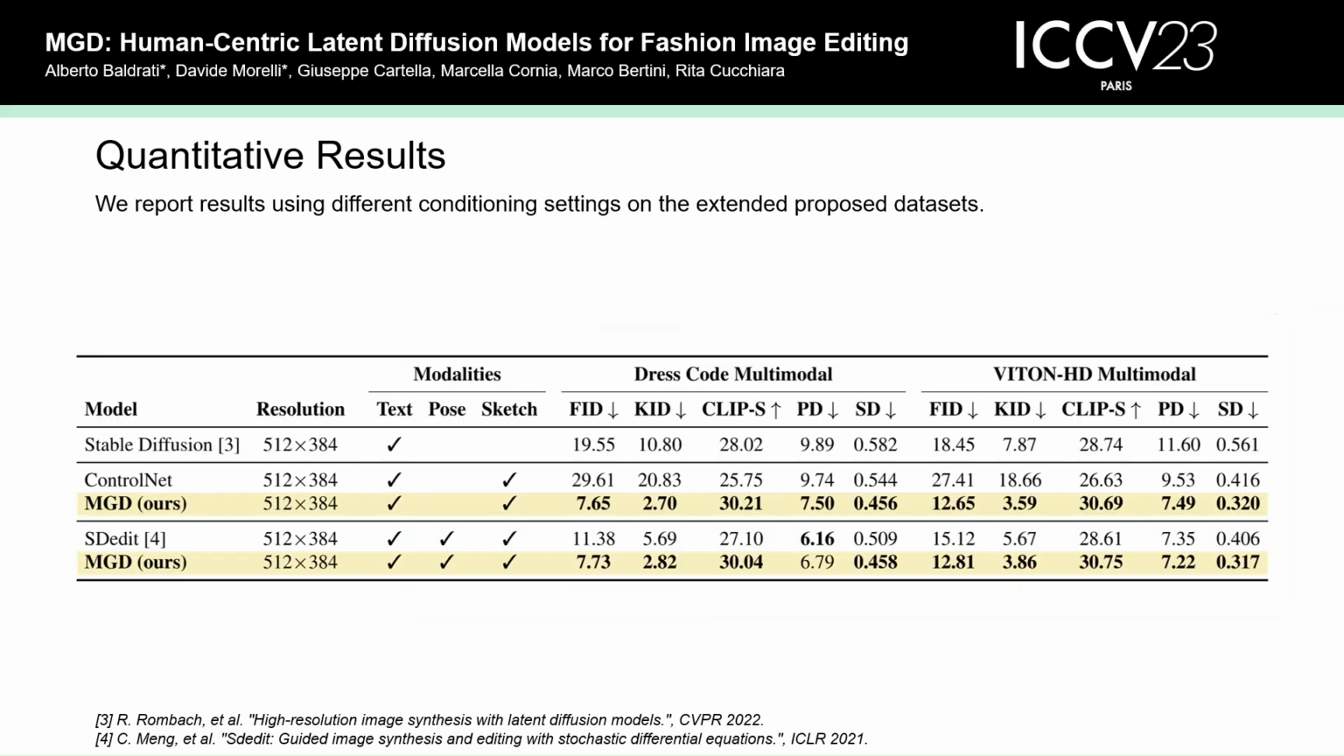The quantitative analysis showed that our model outperformed the baseline in all the metrics. We employed two kinds of metrics to measure the goodness of our approach. For the generation realism, we used the well-known FID and KID, while for measuring the coherence of the output with respect to the input, we introduced in this task the CLIP score, pose distance, and sketch distance. These metrics respectively measure the coherence of the generated image with the input text, pose map, and sketch.